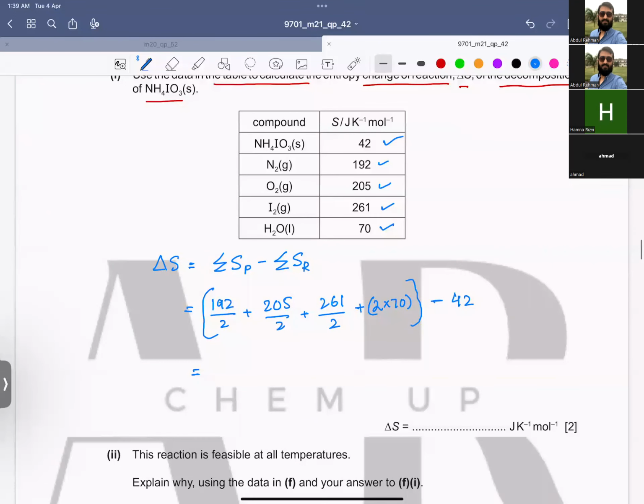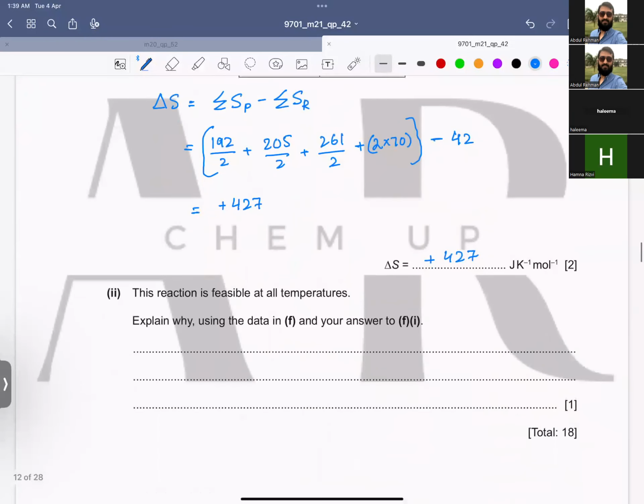Yes, answer please. 427. 427, positive or negative? Positive. Positive 427. So I would write over here positive 427. Is this clear?